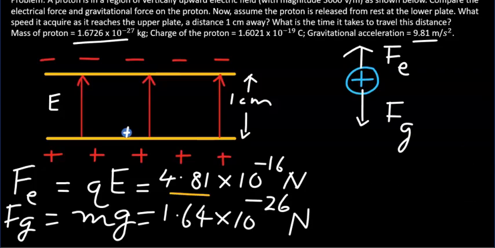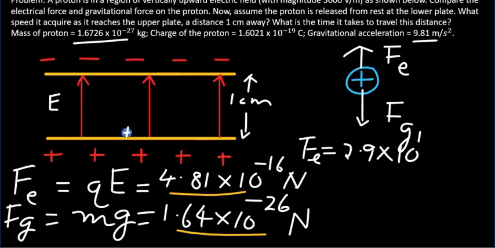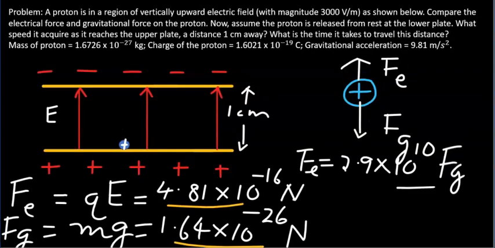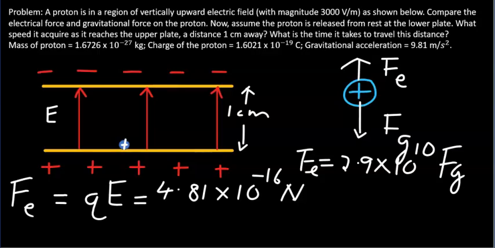What that means is, from these two numbers, we can draw the following conclusion. The electric force is about 2.9 times 10 to the power 10 times larger than the gravitational force. So that shows the gravitational force is extremely small in comparison to the electric force, that we can neglect the proton's weight in the rest of the problem.